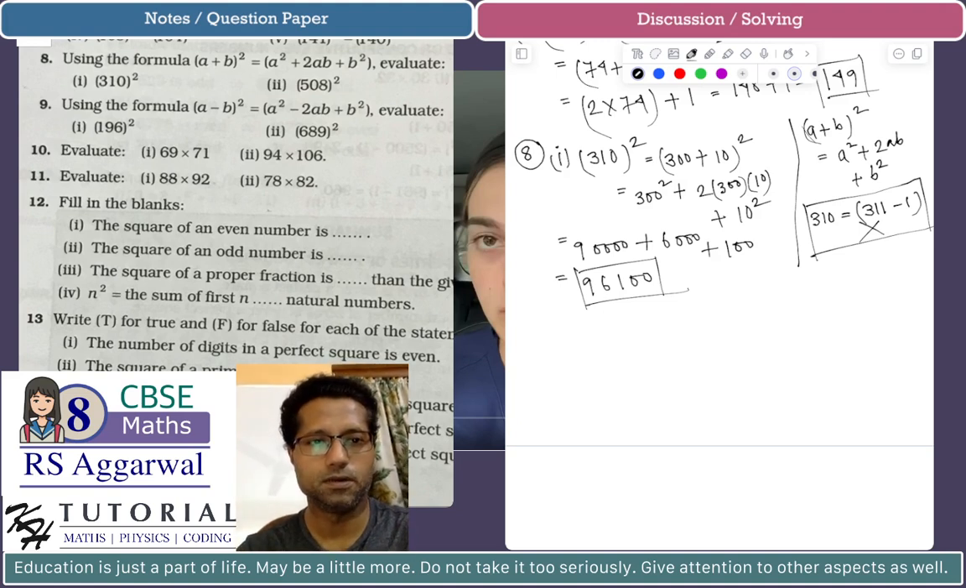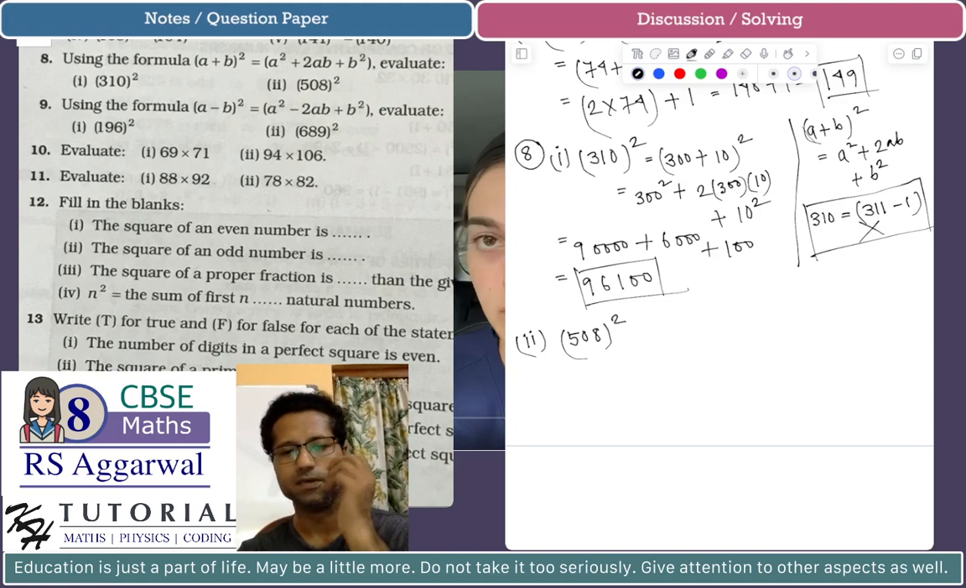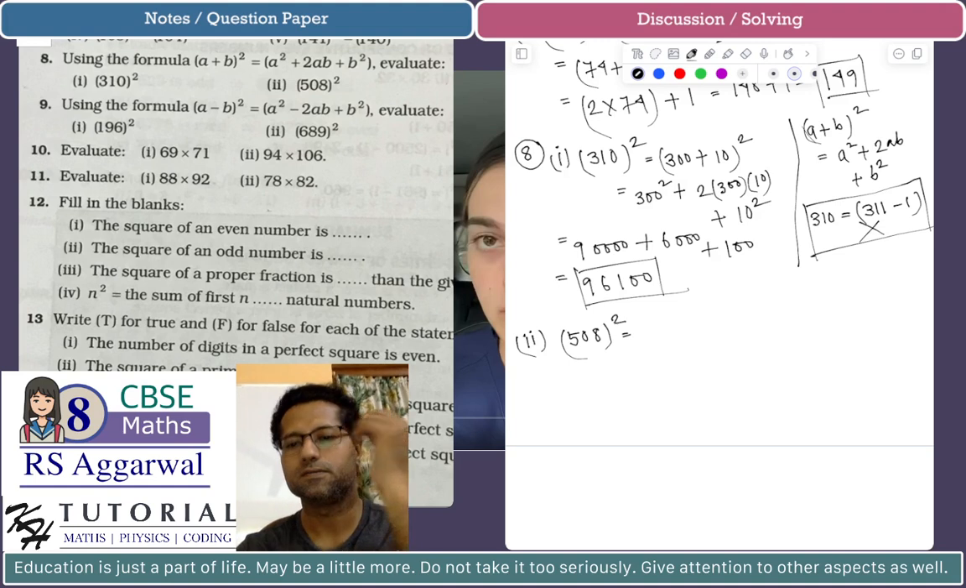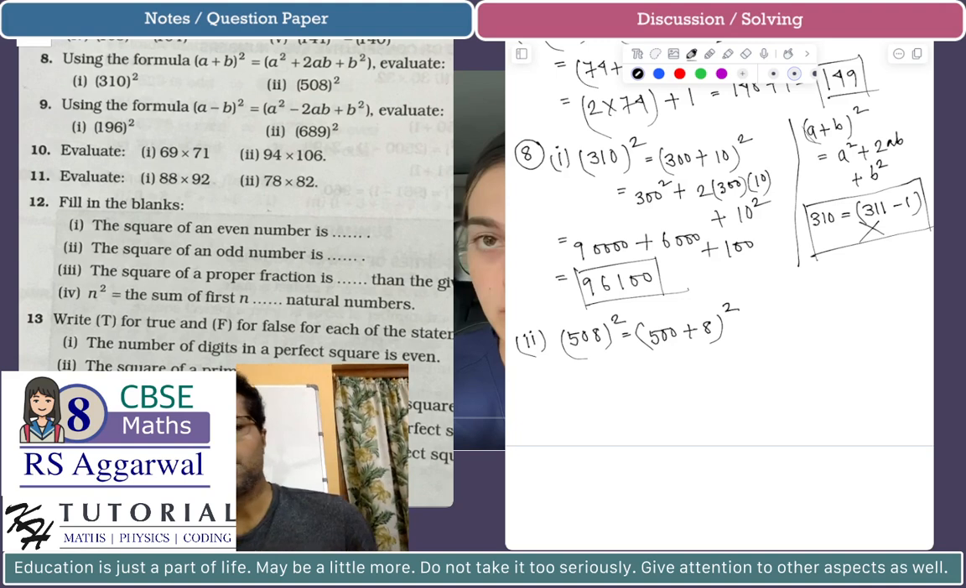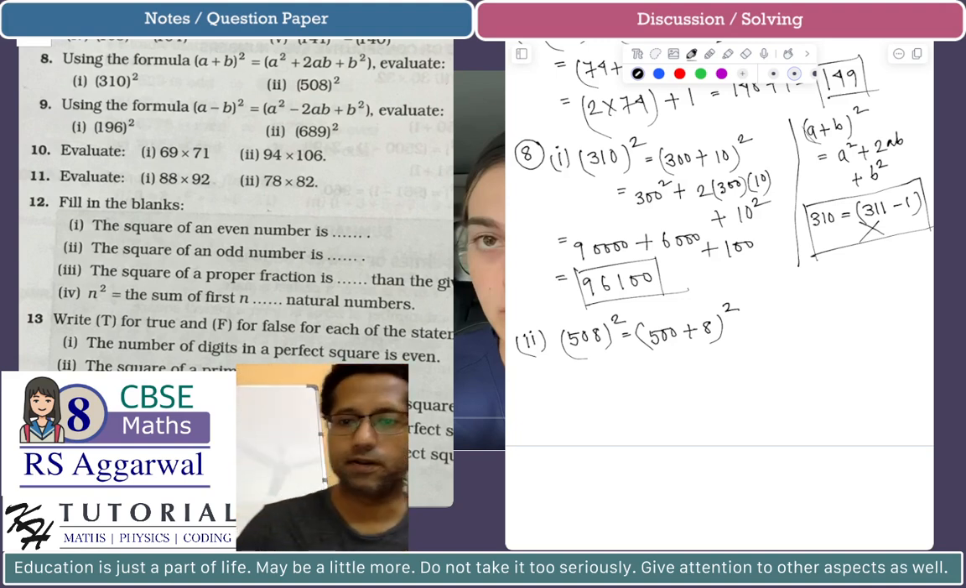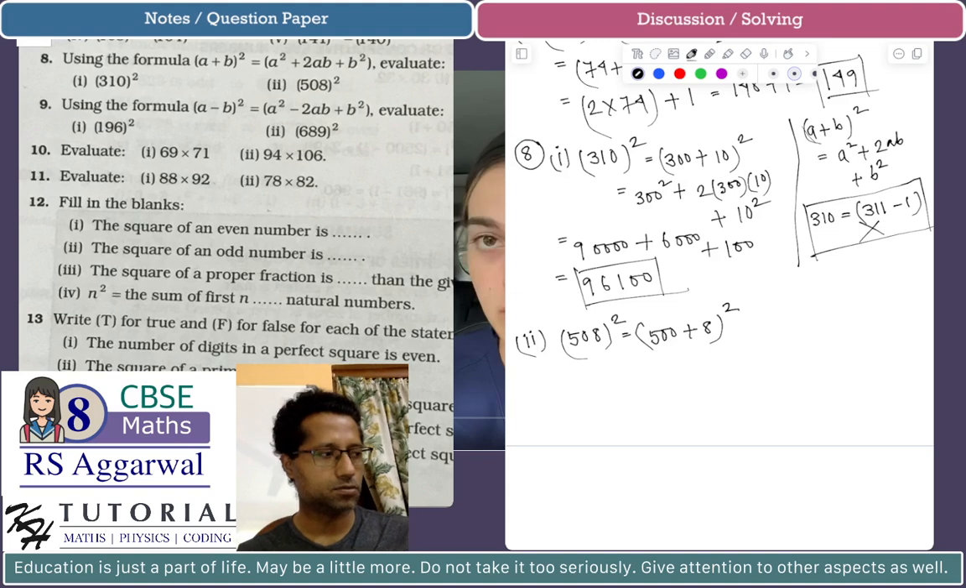Let's do another one. Let's say there is part 2, 508 square. Now how will you express 508 as a plus b? One choice is you can go with 500 plus 8. This is a good choice. Always try to see whether you can have, for a and b, any of them with ending zeros.